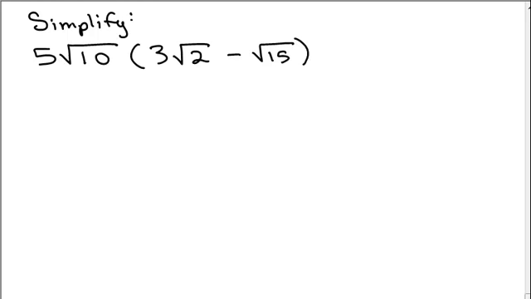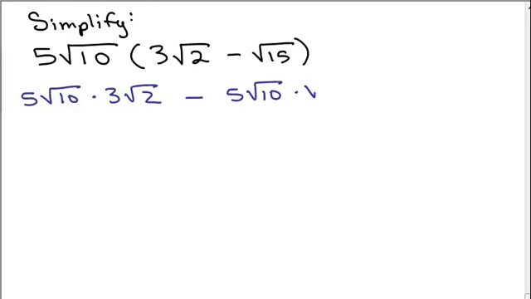All right, we're going to simplify this by doing the distributive property. So we have to do 5 square roots of 10 times 3 square roots of 2 minus the 5 square roots of 10 times square root of 15.